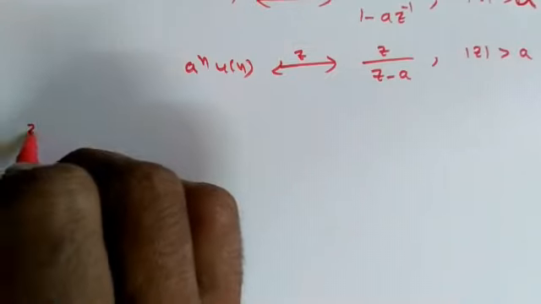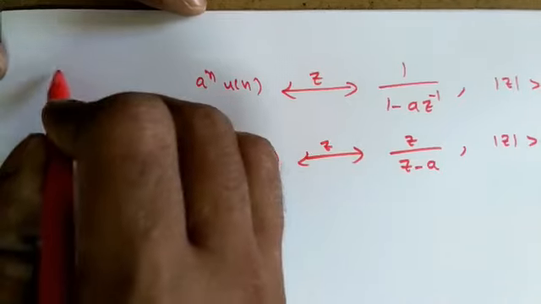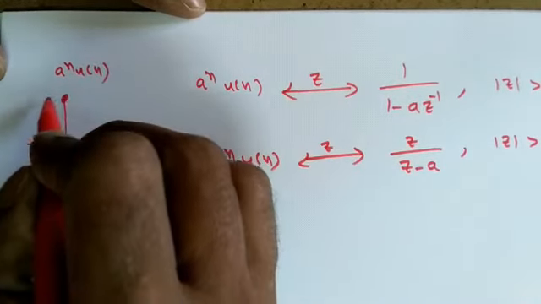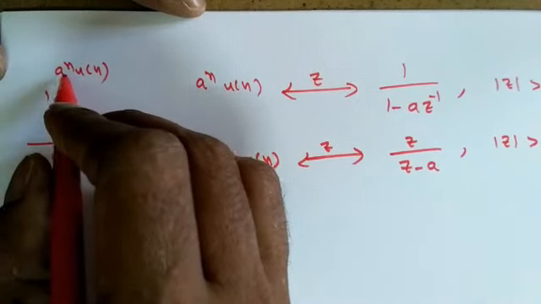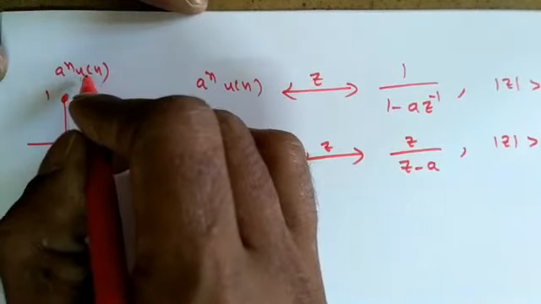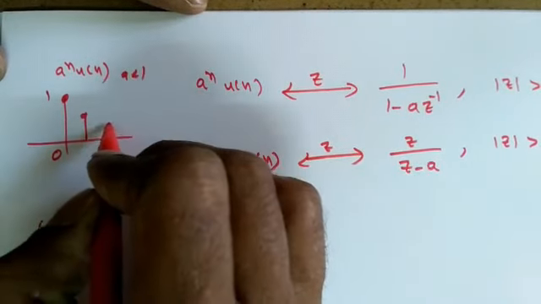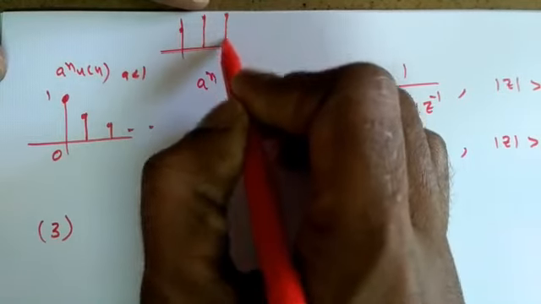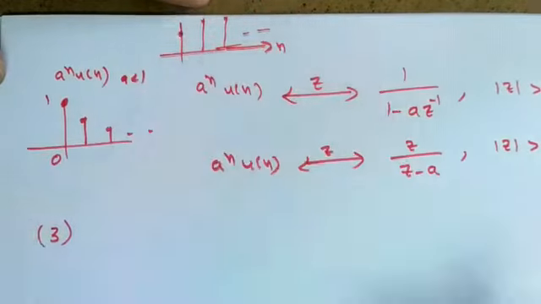Now generally we say this is a right sided sequence, yes or no? If I draw a power n u of n here, when n equal to 0 it will be a power 0, which means 1, then n is equal to 1 and so on. If a is greater than 1, it will be an exponentially increasing function. If a is less than 1, it will be a decreasing function, something like this. We'll see both cases.